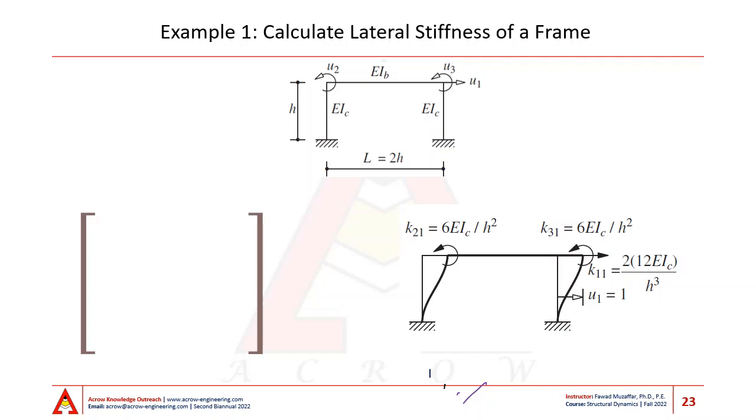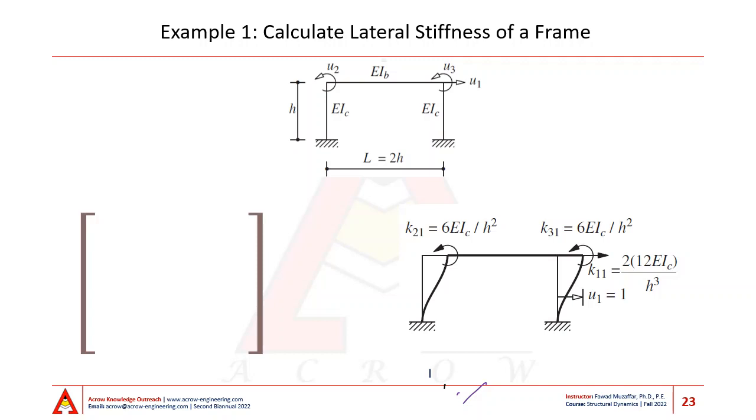So when I'm solving this example, my assumption is that you are familiar with the direct stiffness approach. Also, you need to understand the rotational stiffnesses and the shear rotational stiffnesses that we introduced and talked about in our last lecture. So the question is how to calculate the lateral stiffness of the frame. And step number one, as usual, is to locate the free degrees of freedom.